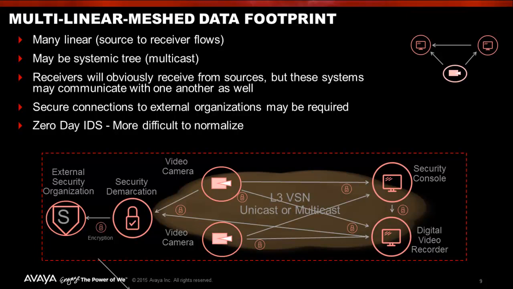But they're still linear at the core. We have the camera to the security console, the camera to the digital video recorder. We also see, however, that these can be systemic trees. This could be multicast based or IP multicast based, and this is becoming increasingly prevalent in the video surveillance arena. We also see that there could be secure connections to external organizations. So the mesh could be extended out across the security demarcation, so either a security agency or perhaps the police or something of that nature can actually receive the feeds from the physical perimeter.